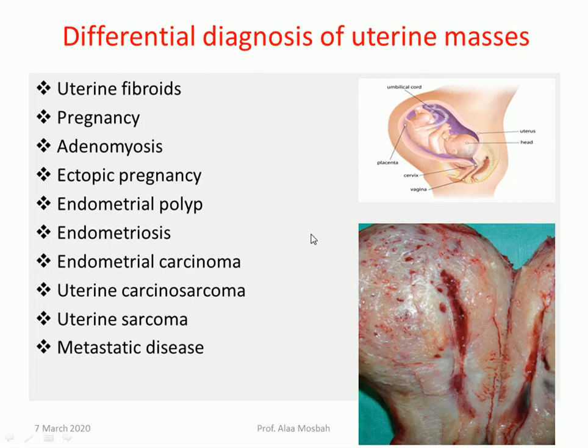Ectopic pregnancy, endometrial polyp, endometriosis, endometrial carcinoma, uterine carcinosarcoma, uterine sarcoma, and the metastatic diseases. All these are differential diagnoses of uterine masses.